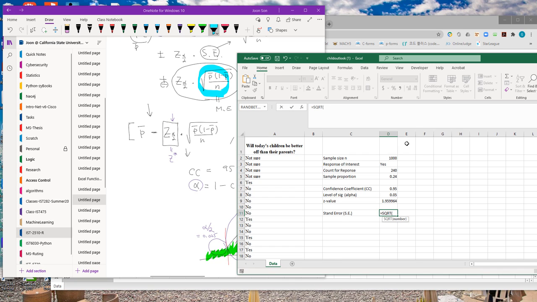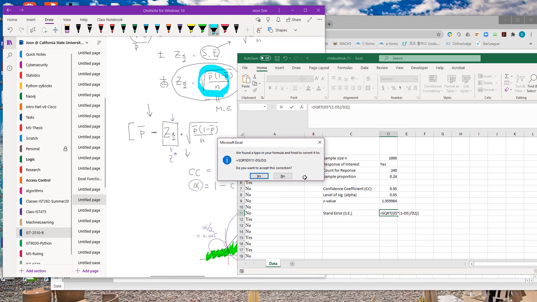P bar, which is the sample proportion, right? So that's P bar. P bar multiplied by 1 minus P bar, which is the D5, right? And then divided by N, which is the sample size, right? And that's the square root, right?